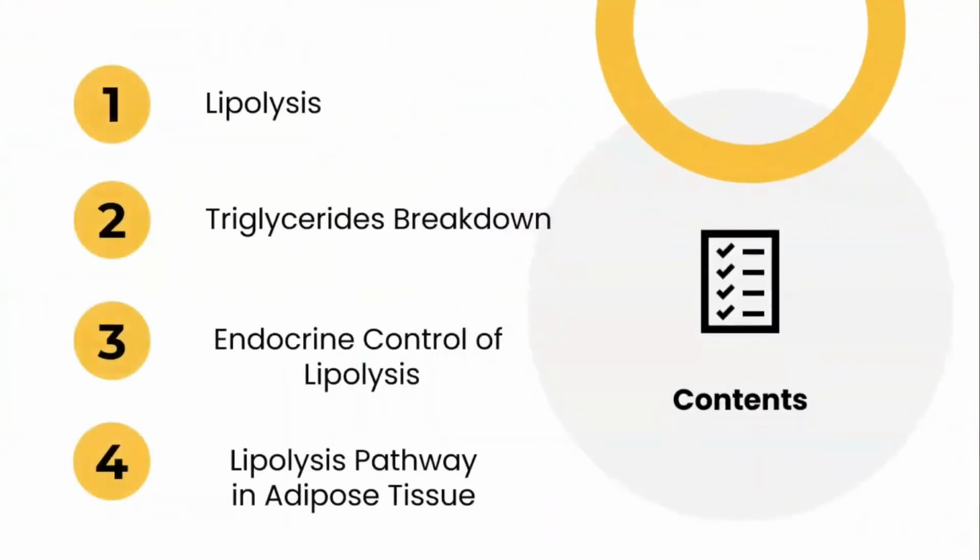To provide an overview of the content of the discussion, we will first go deeper in defining lipolysis and learn about the chemicals involved in the process. Second, I'm going to discuss the process of breaking down triglycerides step by step and also the enzymes that drive the process. Next will be the endocrine control of lipolysis. This involves the hormones that trigger the mechanism. And last will be the lipolysis pathway in adipose tissue.